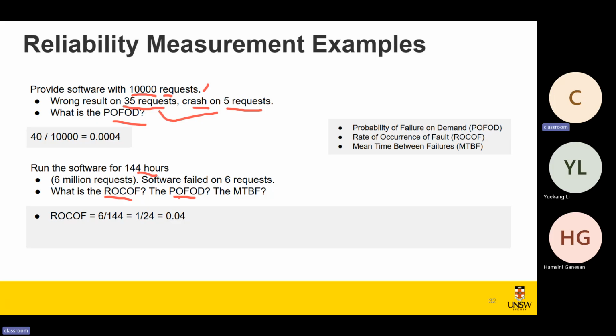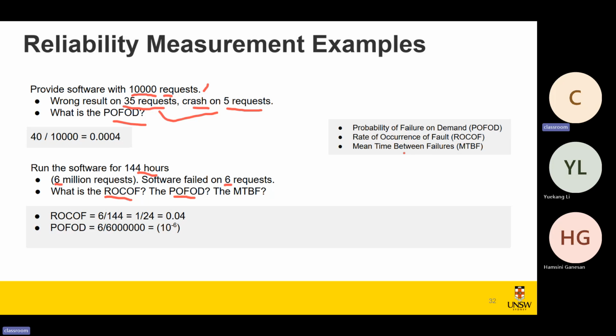So we should use... We have 6 failures, right? And we have 6 million demands. So we just use 6 divided by 6 million, and that is 10 to the power of minus 6.